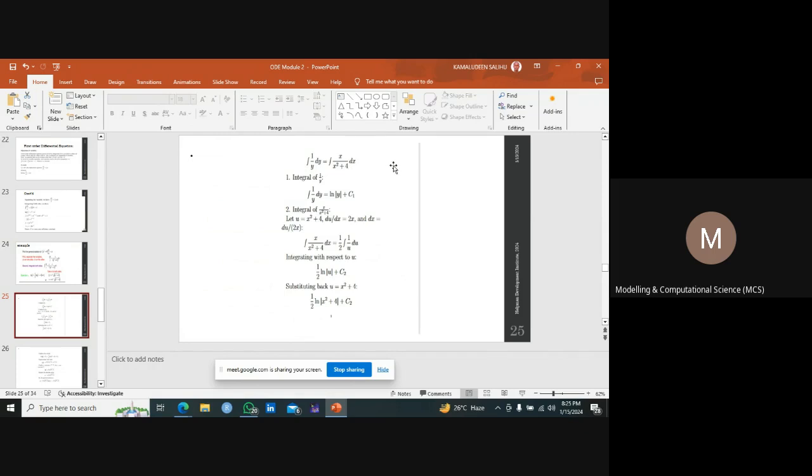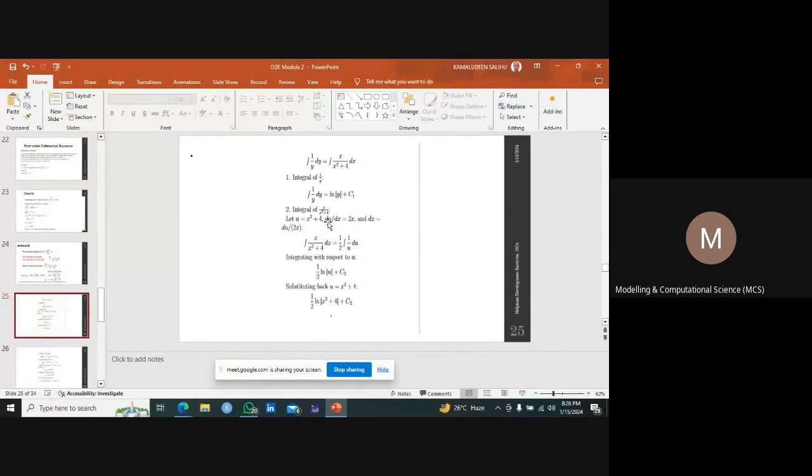So the integral of 1 over y will give us ln y plus c1, that is the integral constant, while the integral of x over x squared plus 4 cannot just be ln x squared plus 4. You have to apply some technique by letting the denominator be u. So u equals x squared plus 4.